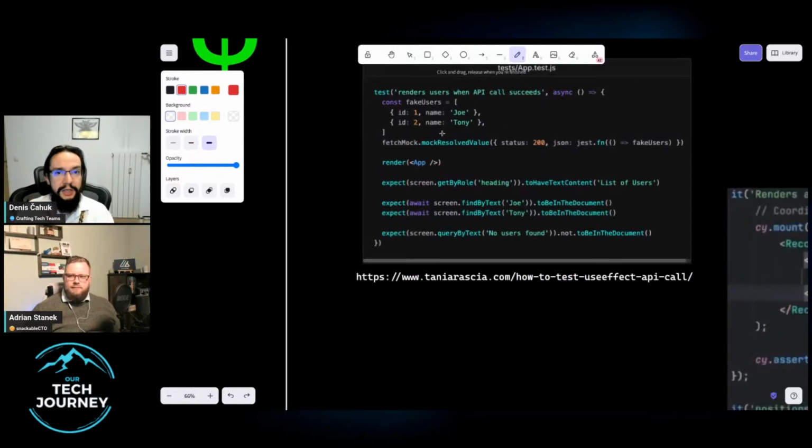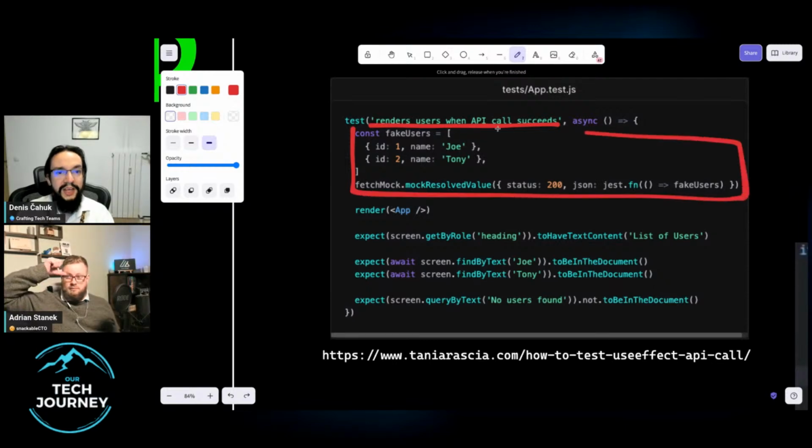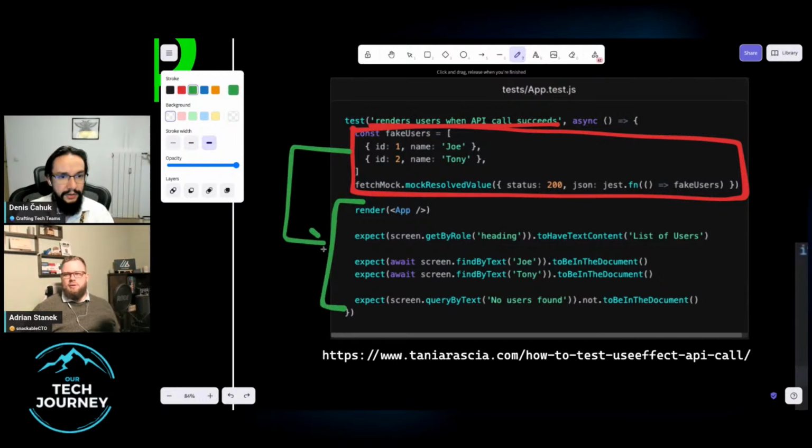Here's an example of the GPS that you mentioned earlier, right? We say we're testing that we're rendering something when the API call succeeds, and we mock the API call because we don't care about how the API call happens. What we care about is how this code behaves when a certain thing happens. We might have a contract test for the mock, but this is still an integration test.